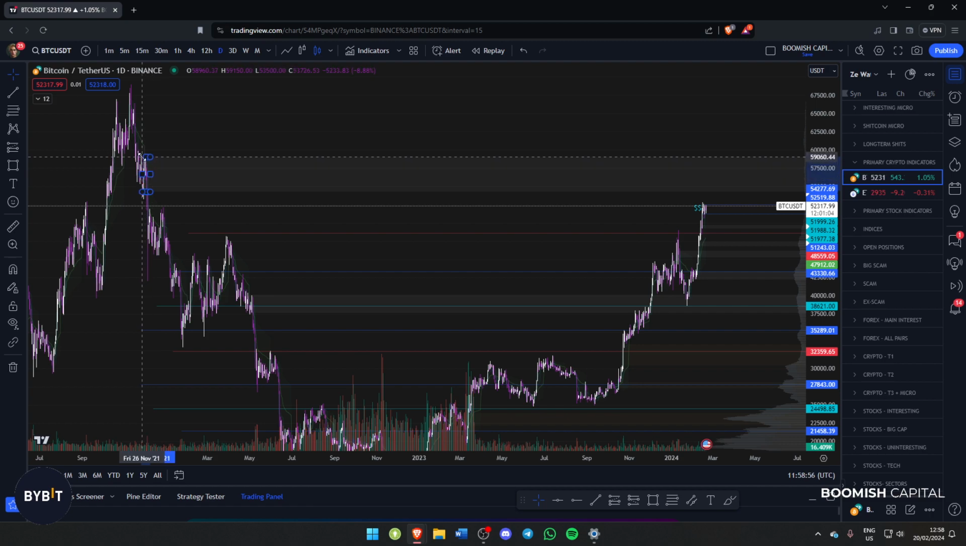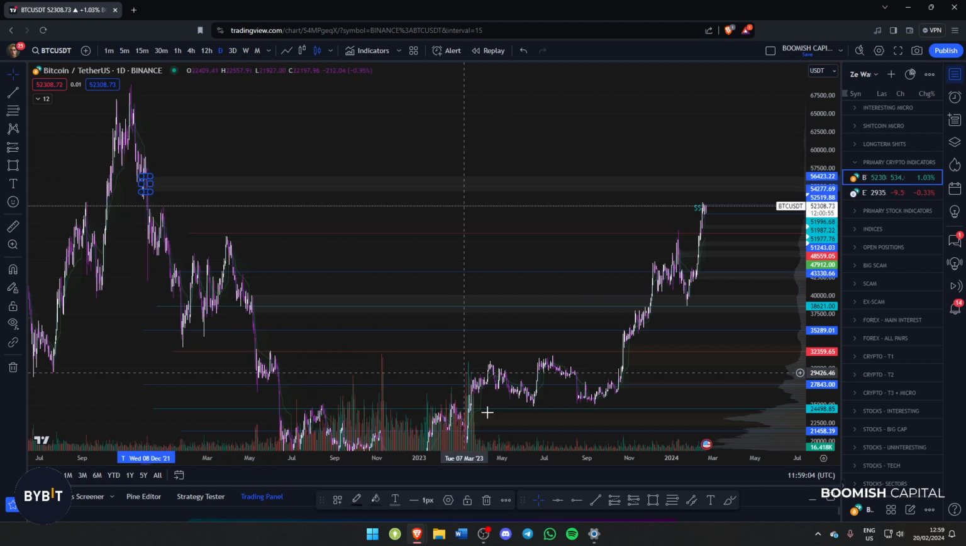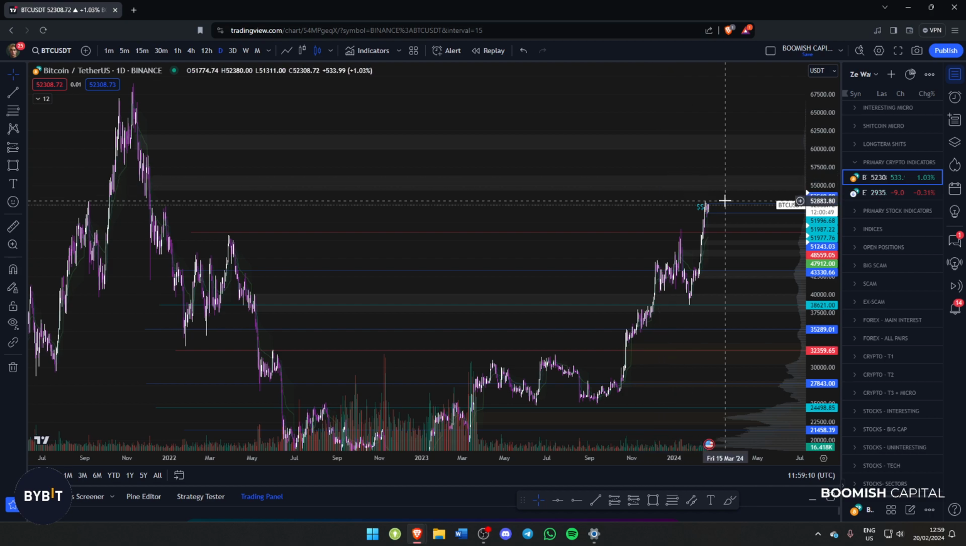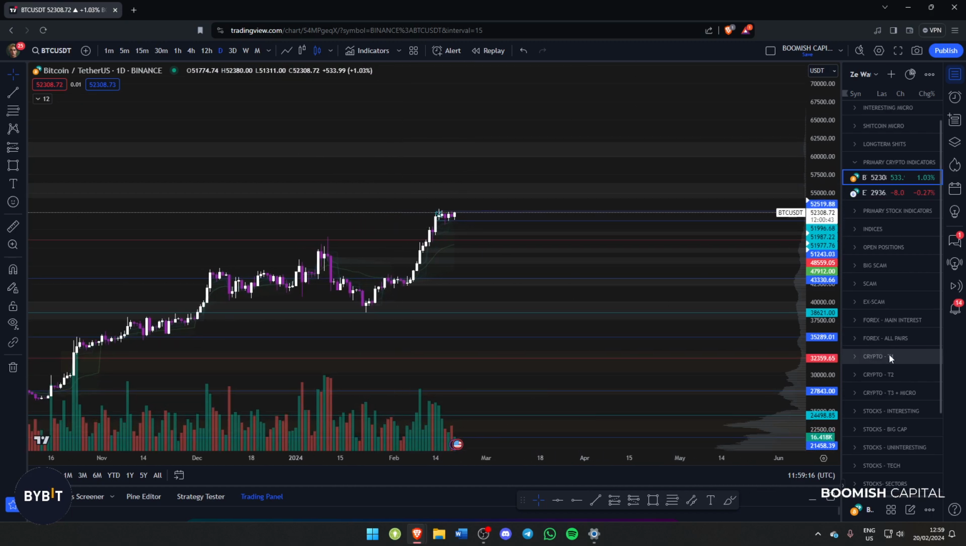Now, you could draw this out and say this entire level here, although I think 54 all the way to 58 is obviously much too large a level. So I'd rather focus on two separate levels, 54 and then up here at around 60, right? These two levels are going to be key for the further development of Bitcoin price. So that's the higher time frame.